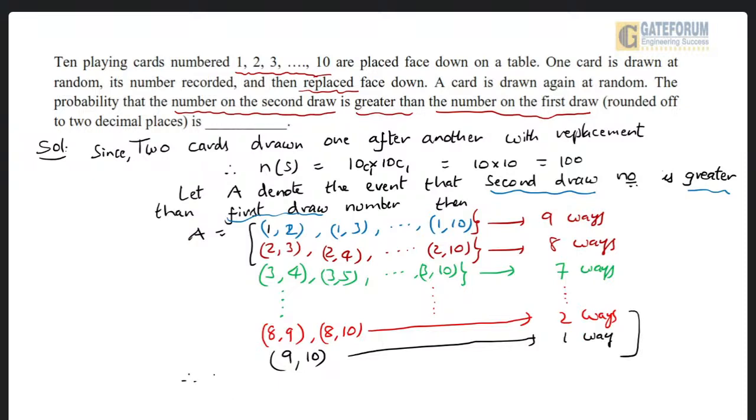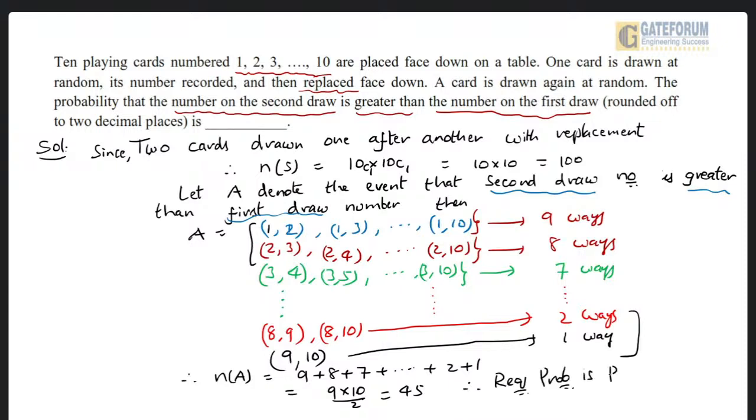So therefore n of A is equal to 9 plus 8 plus 7 plus so on plus 2 plus 1. This is the sum of the first 9 natural numbers. So 9 into 10 by 2, that is 45. Okay, so therefore the required probability is P of A, which is equal to n of A by n of S, that is 45 by 100, which is 0.45. So the answer is 0.45. This is the end of the question.